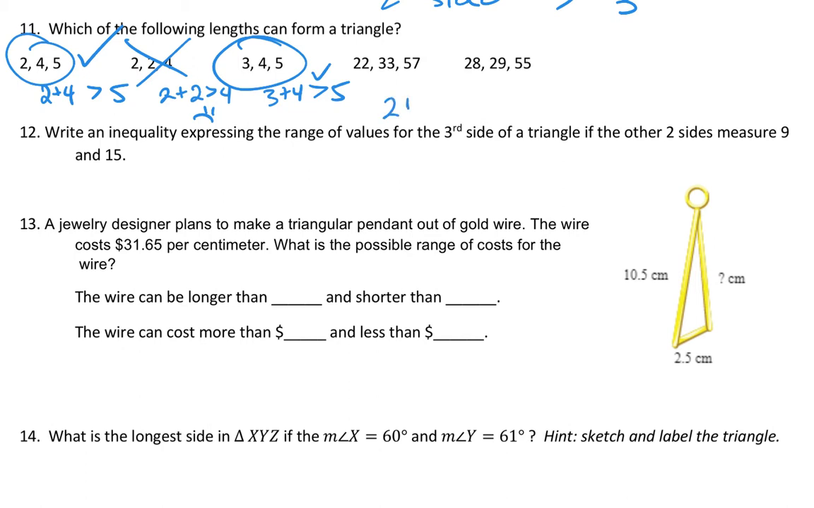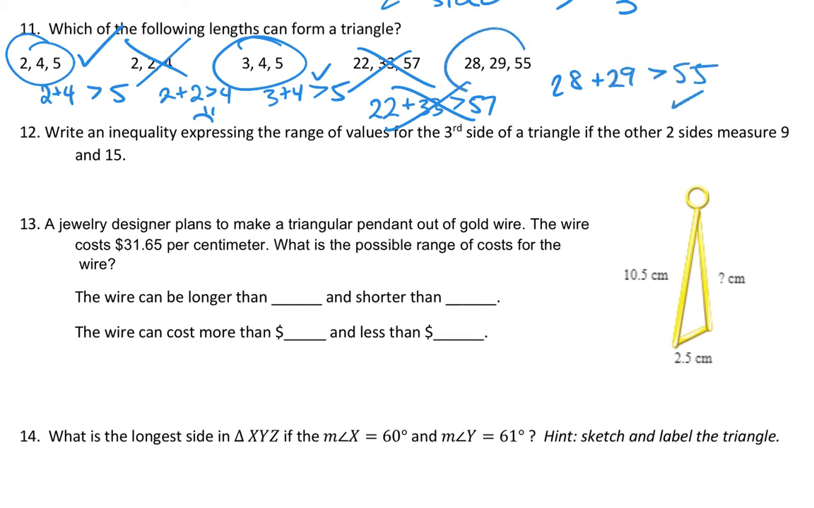22 plus 33 has to be greater than 57. And it's not. So it doesn't work. 28 plus 29 has to be greater than 55. And it is. So it works. All right, guys. So the sum of the two sides needs to be greater than the third to make a triangle. The next one says, write an inequality expressing the range of values of the third side.